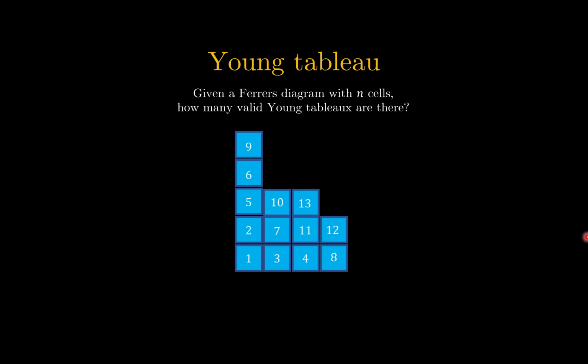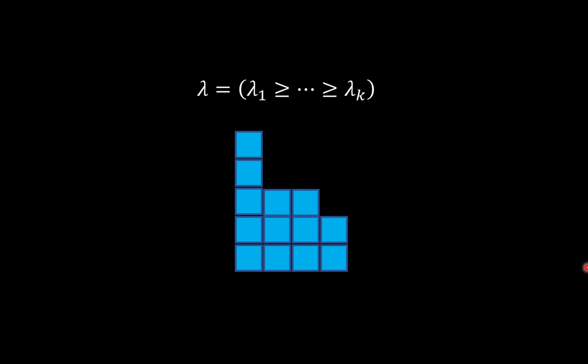The natural question is, given a Ferris diagram with n cells, how many ways can I place my blocks one by one in a valid way? So in other words, how many valid Young tableaux are there? Now to answer this question, we are going to have to introduce some notation.